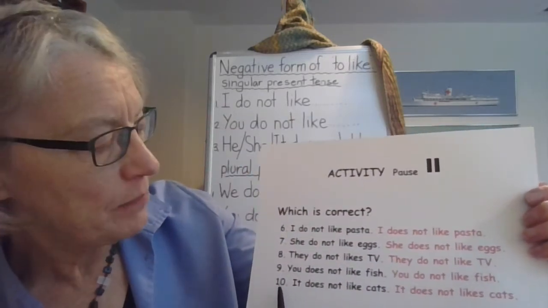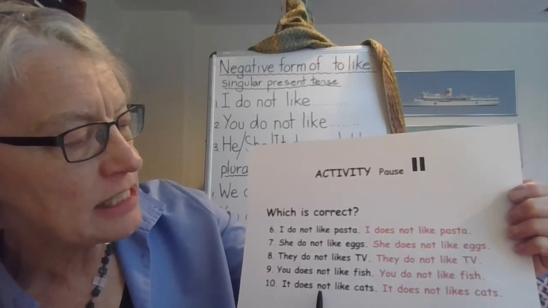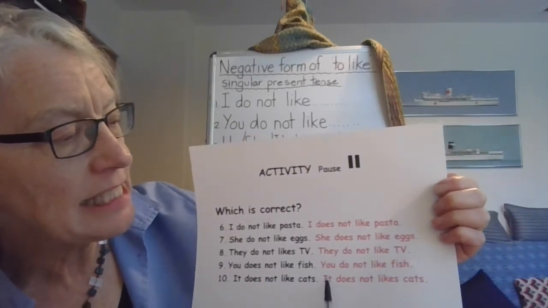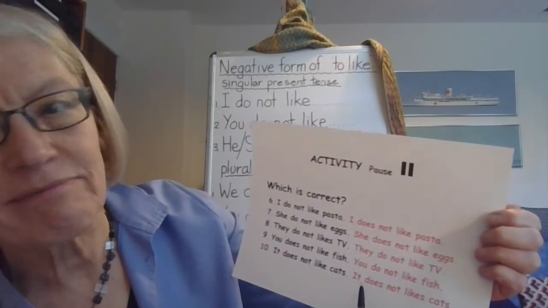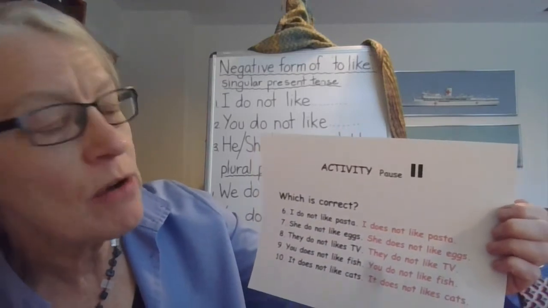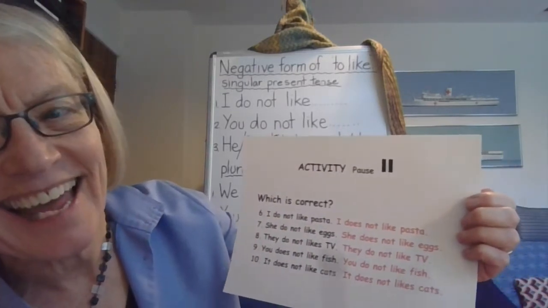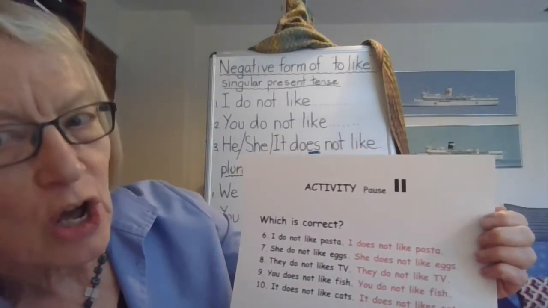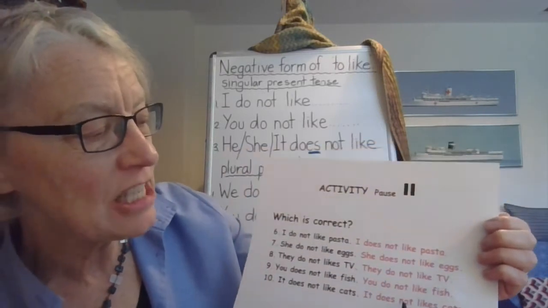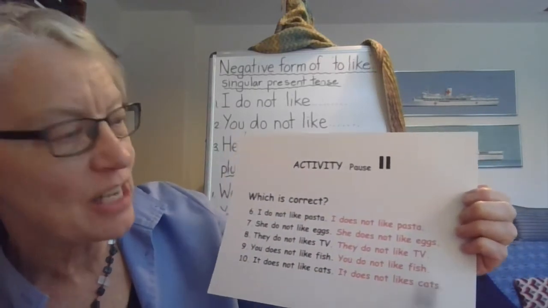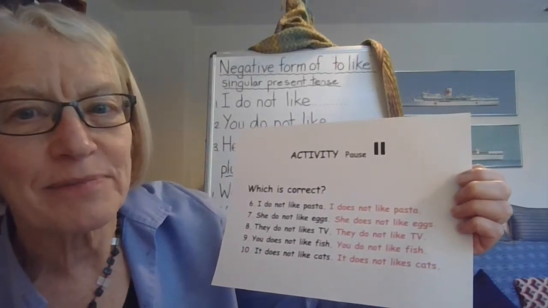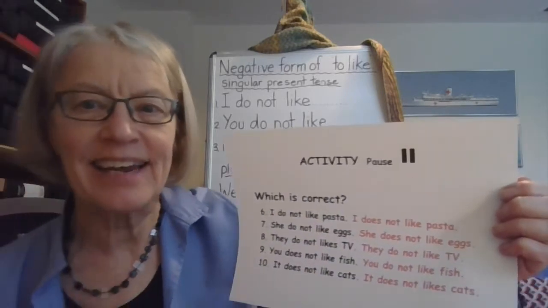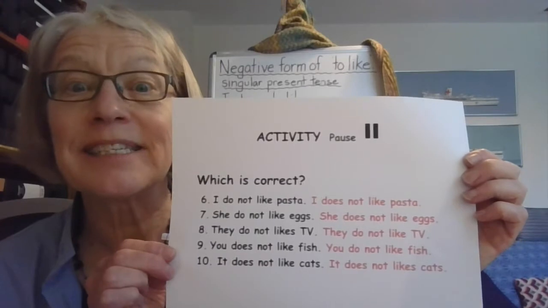And number 10. It does not like cats. Or it, I've done this one wrong. It does not like, oh no I haven't, it does not likes cats. So is it, it does not like cats? Or it does not likes cats? Which one is correct? Write it down. So you should have numbers 6 to 10 done now. Pause while you do that.